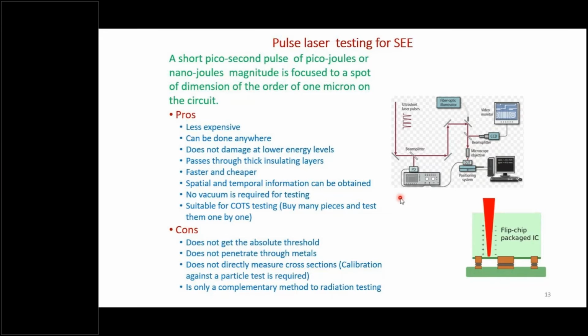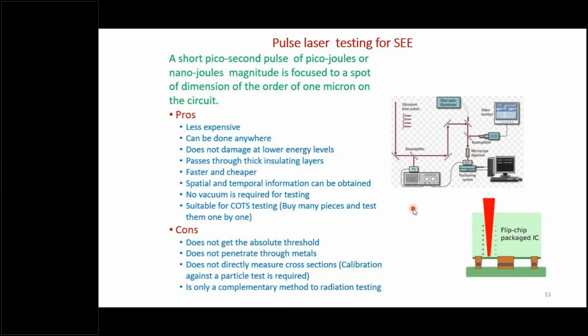There's also an illumination system that will light up the device under test, so you know where your beam is. So what are the pros of this technique? The biggest pro, I would say, is having the spatial resolution and temporal information that you cannot get with the particle method, because the particle method would have a wide beam and you don't know where exactly this single event effect has occurred, where the upset has occurred.